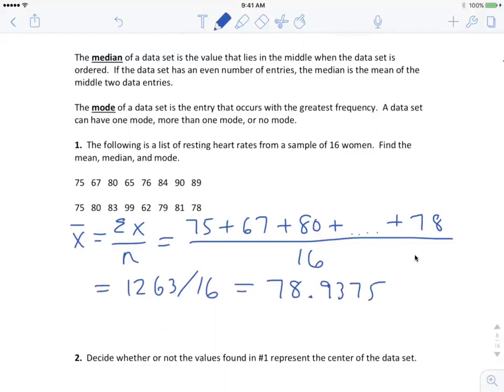Okay, the median, if I go back up to what the median is, is the value that lies in the middle when the data set is ordered. So it's important when you're finding the median to first order the data values from smallest to largest. If there is an even number of entries, you don't have a middle one. So that's when you would just average the middle two data entries. Okay, so let's try to do this one. I'm going to first order them.